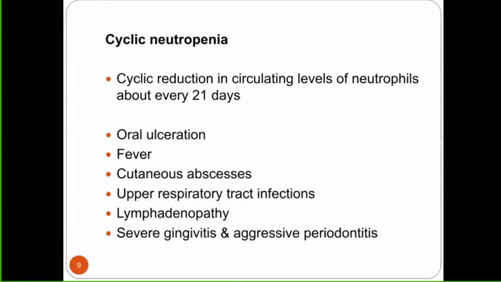So the patient is alright for the 21 days, but when the cycle of neutrophils falling down starts, you will be more prone to infections, because neutrophils are mainly responsible for fighting against infections. What it shows as symptoms: fever, oral ulceration, some cutaneous abscesses, upper respiratory tract infections, lymphadenopathy, severe gingivitis, and aggressive periodontitis. So this is seen in cyclic neutropenia, and aphthous ulcers are also one of those features.